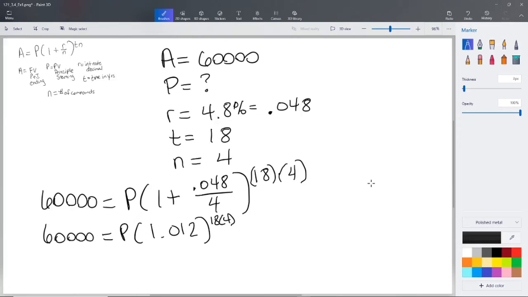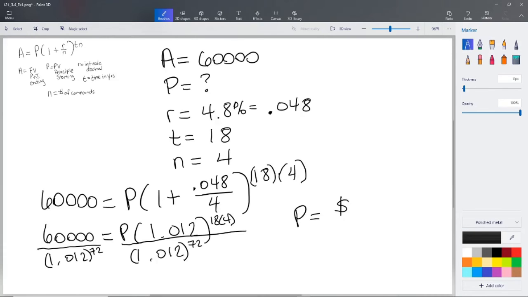So we'll just go back one step here, and we'll say, all right, this looks pretty good, because right now we've got to divide both sides by this 1.012 to the power of 18 times 4. Now some of you may say, isn't that the same as 72? And that's fine. We can make that 72 to look a little bit nicer. 18 times 4 is 72. And then we need to divide this side too by the same amount, as in 1.012 to the power of 72. And now it's calculator ready. Now we can figure out what our principal is going to be in just a second, because we're going to take 60,000 divided by 1.012 to the power of 72.